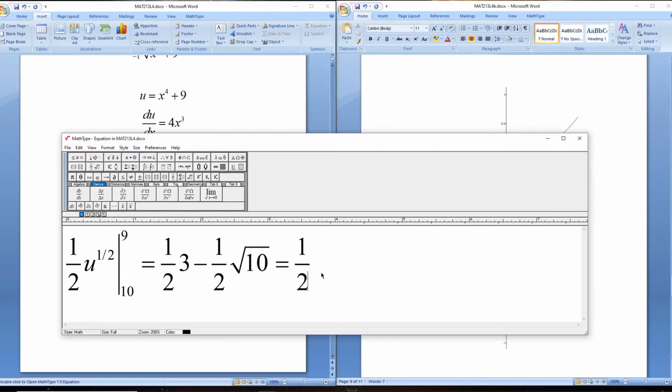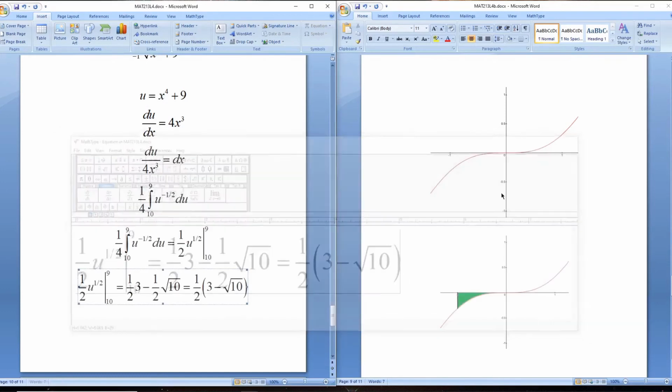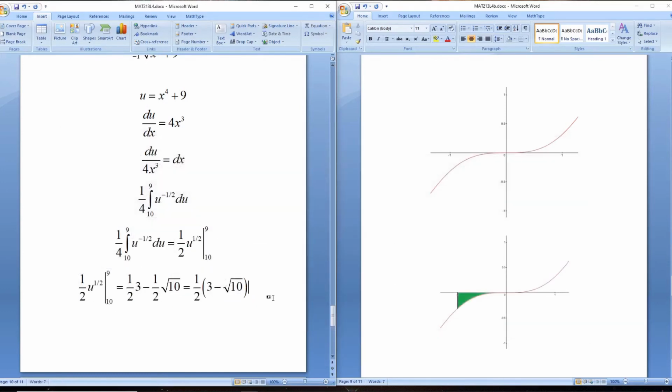And so our final answer, our exact answer, is going to then be 3 minus 1/2 times the quantity 3 minus square root of 10. And that's the best we can do to clean up that final answer. Again, with MyMathLab, you will most likely have to use your calculator to get a decimal number for that. And that's our area for this green part on the graph.